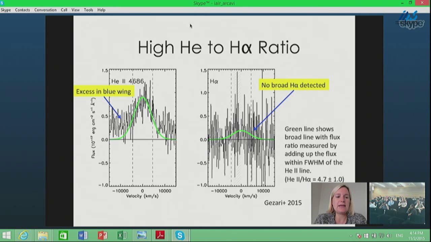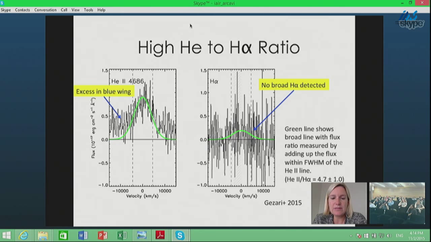One neat thing is you do see some excess in the blue wing of the line, but even more interesting is the fact that when we look over at the velocity region near H-alpha, we really don't see anything. Now I've hashed a region with red dots where the telluric band correction is, so where you have to be a little bit cautious.